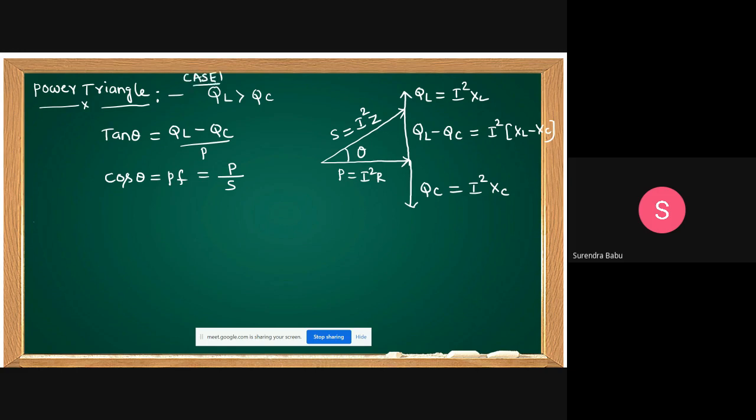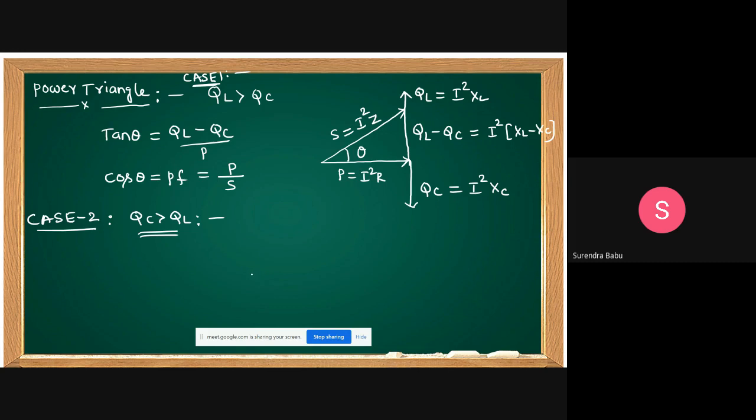Case 1 is QL greater than QC. I am drawing the power triangle with the assumption of case 2. This is QC greater than QL, if the capacitive reactive power is greater than the inductive reactive power. Then how can we draw this one, students?